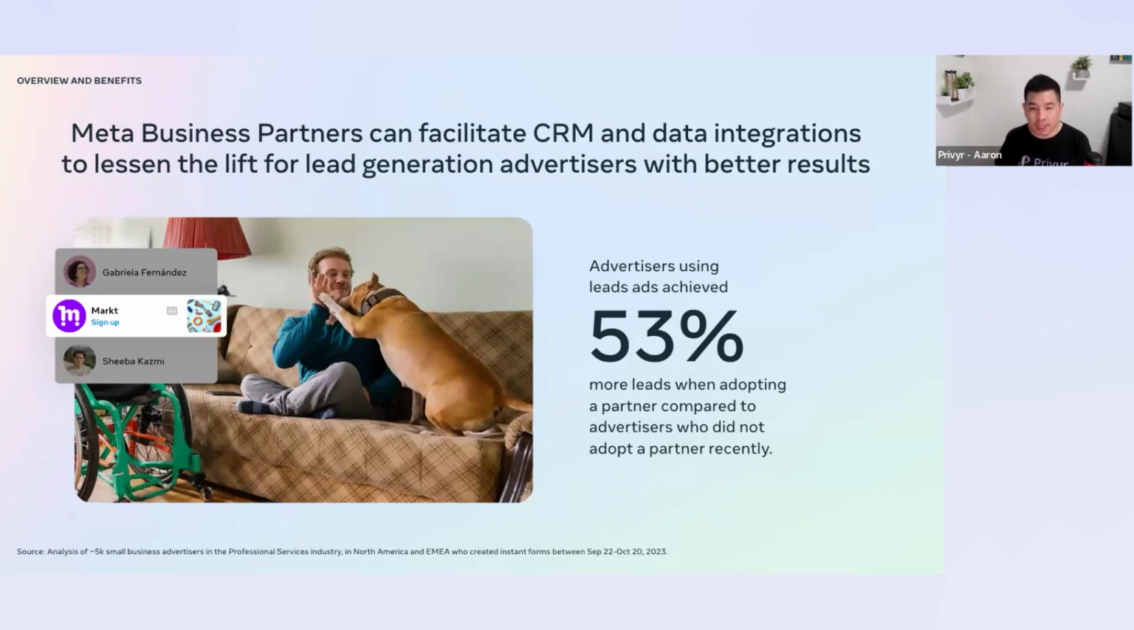And Meta's data, when they've studied this, shows that advertisers using lead ads achieved 53% more leads when adopting Conversions API through a solutions partner, compared to those that didn't do that recently.